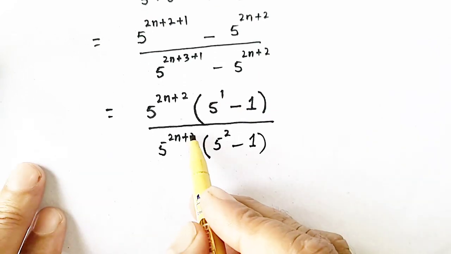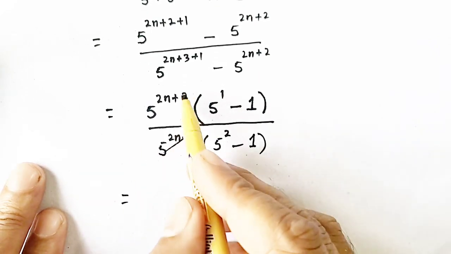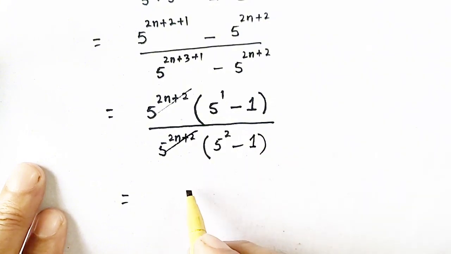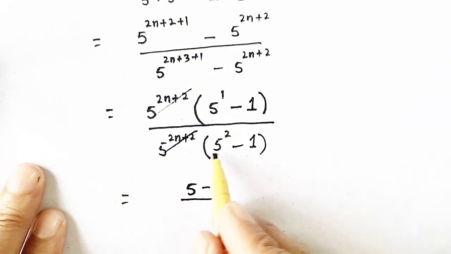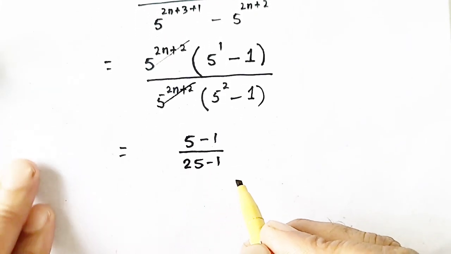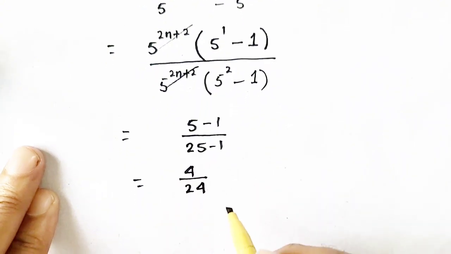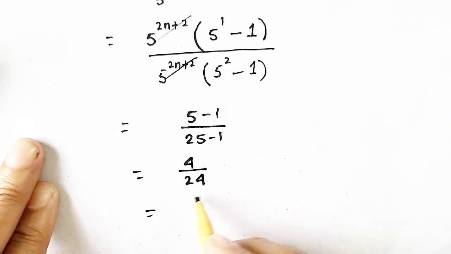Now we can cancel these two terms because these are same. In the numerator, we have 5 minus 1. And in the denominator, 5 squared will be equal to 25 minus 1. 5 minus 1 will be equal to 4, and it is 24. Now we can cancel 4, 1 and 4, 6. So it will be 1 over 6.